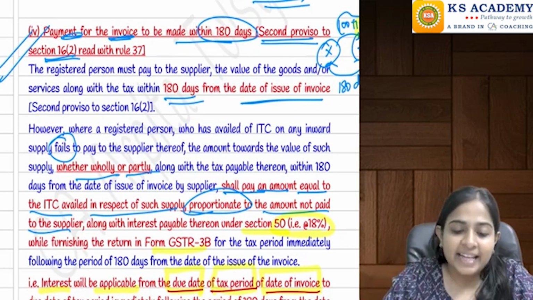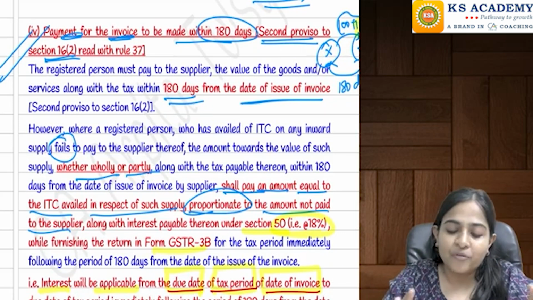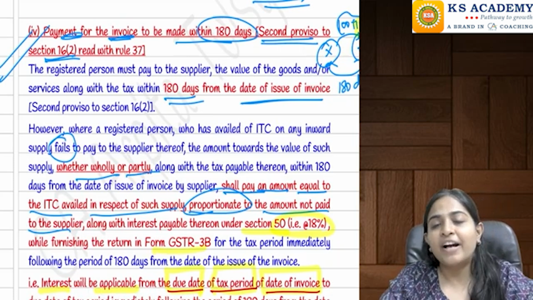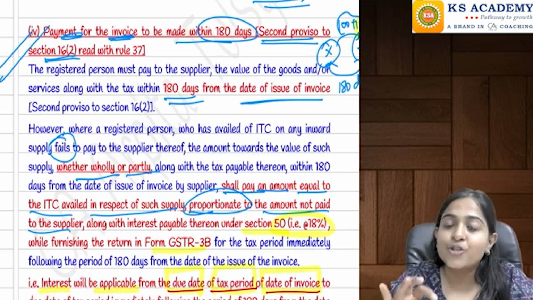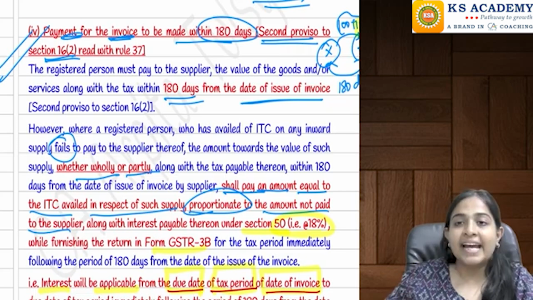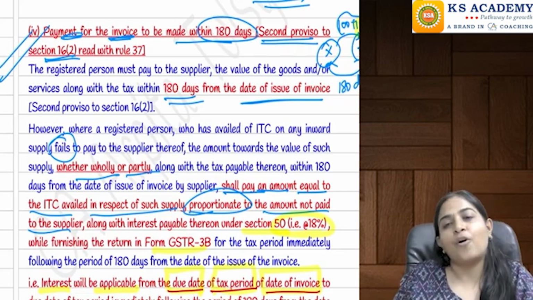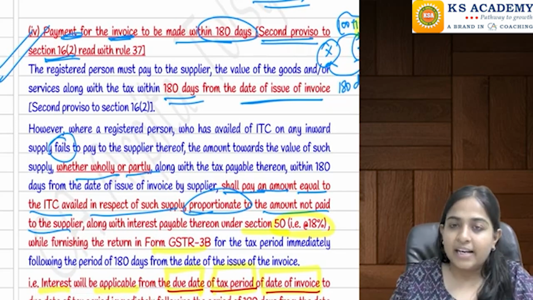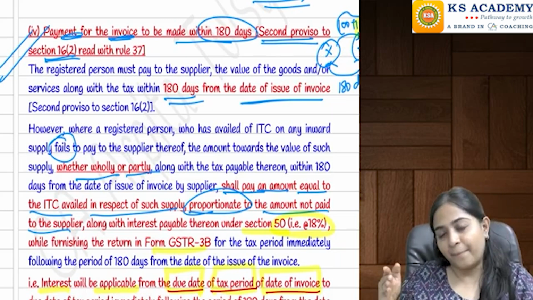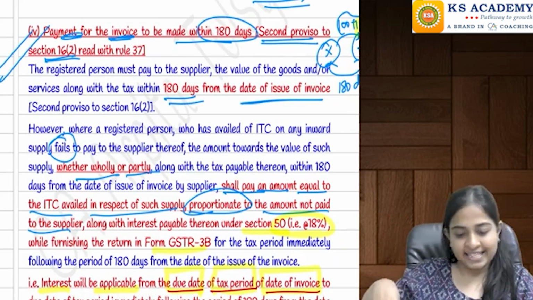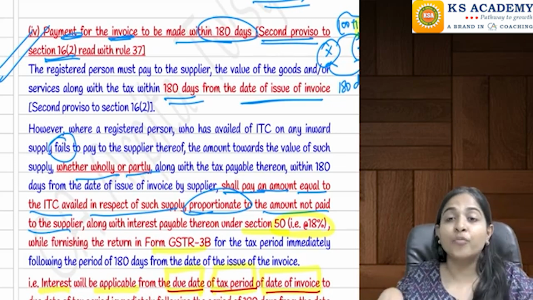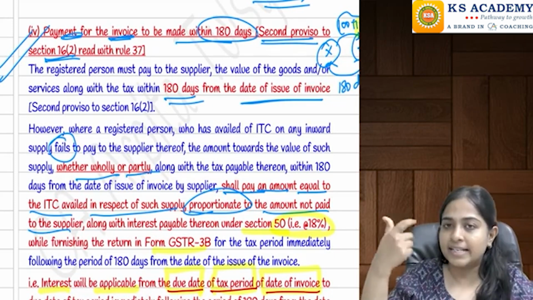So in that case, they have put a provision that the recipient is required to clear the invoice within a time period of 180 days from the date of issue of invoice. If that is not done, then I cannot take the ITC of that particular invoice. If I still don't pay it within 180 days, then I will have to reverse my ITC, that is, it is added to my output tax liability. Yes, along with interest at the rate of 18% under section 50.